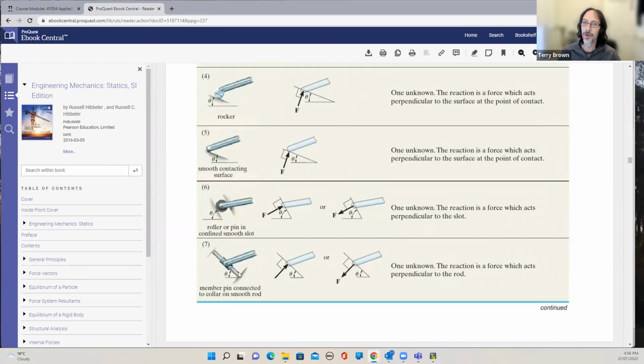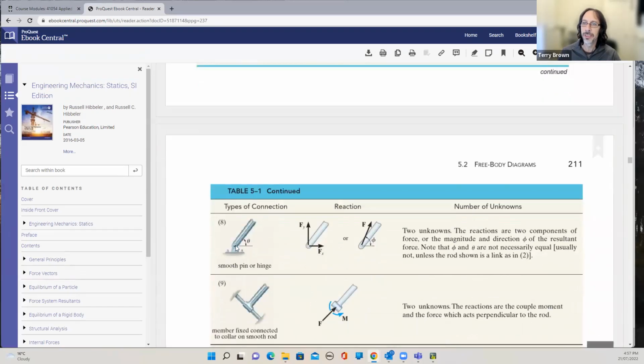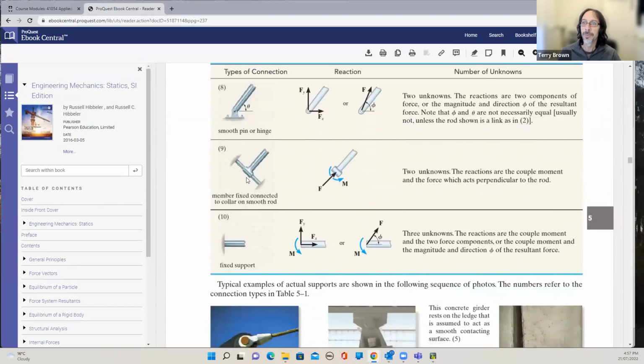So here we've got a smooth rod and a collar connected to it. Here it's a little bit different because we've got a pin connection between this member here and the collar. So this one might not be what we want. Let's continue down and see what else we've got. Pin connection. Here we go.